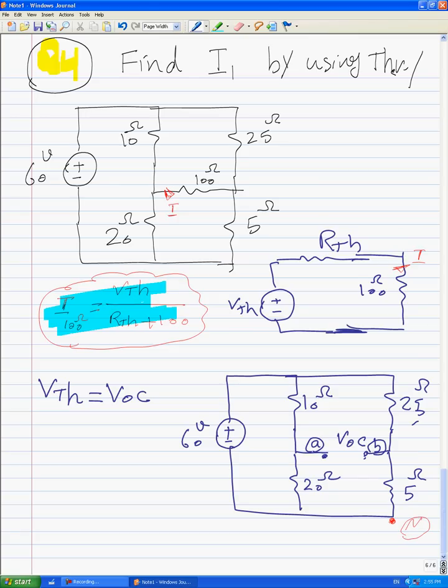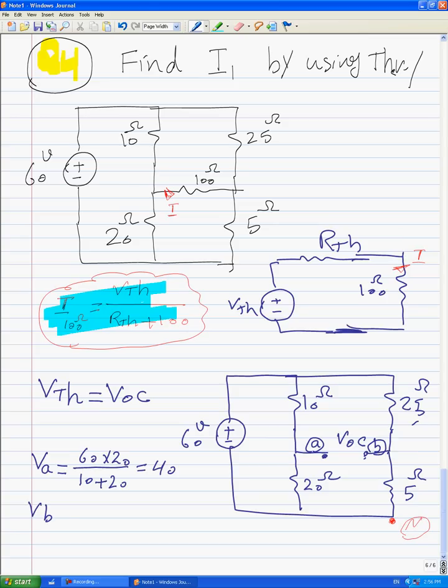Same scenario happens here. 10 ohms and 20 ohms are in series, and this 25 and this 5 again are in series. That's why immediately we can find out VA is equal to total voltage 60 divided by 10 plus 20, times 20. This is the voltage for terminal A, equal to 40.